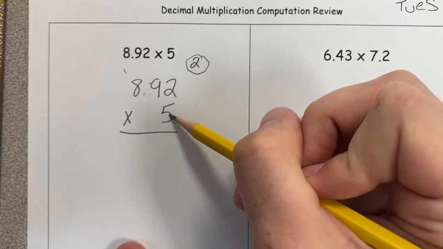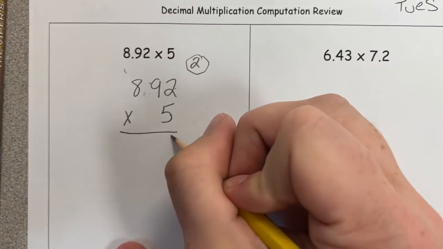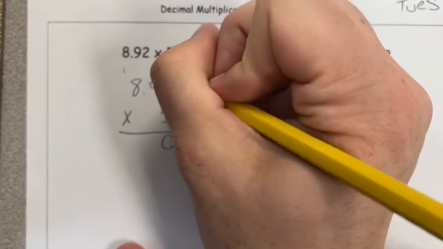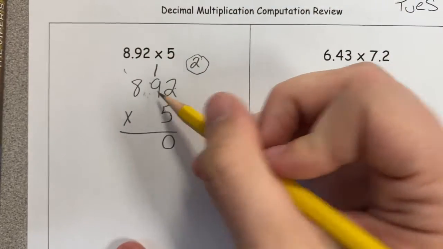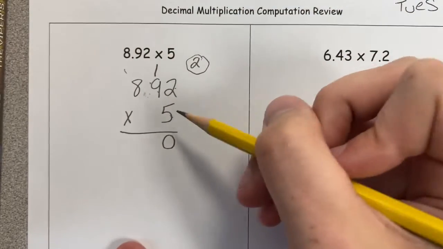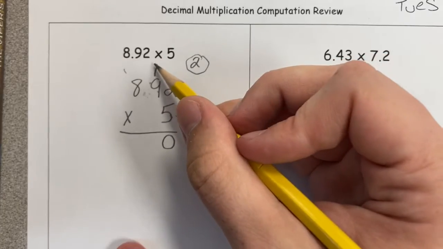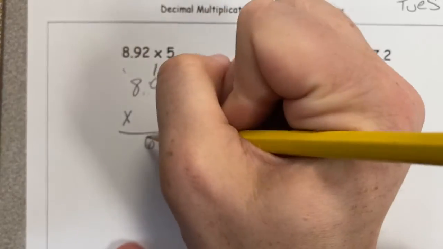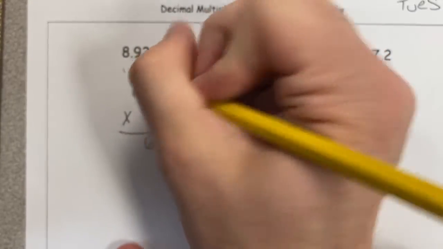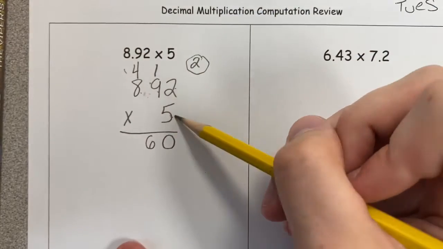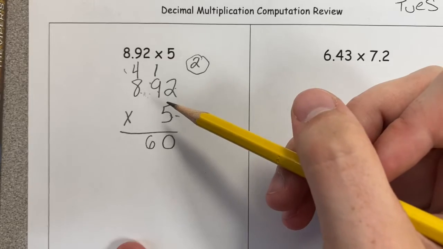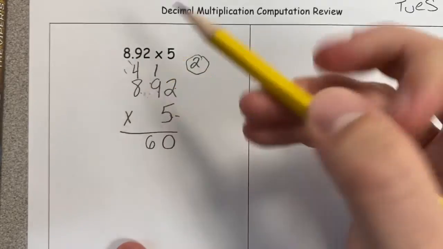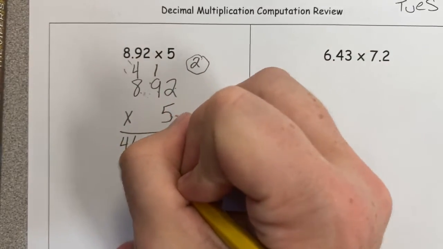So 5 times 2 is 10. So 0 down here, carry the 1. 9 times 5 is 45, plus 1 is 46. So put the 6 down here, 4 up here. 8 times 5 is going to be 40, plus 4 is 44.